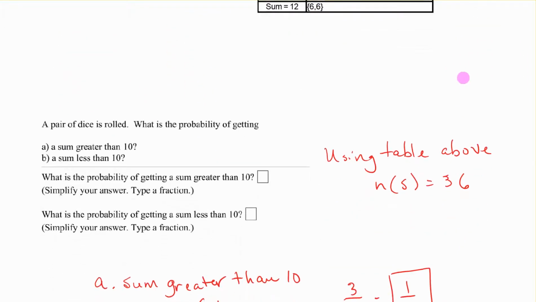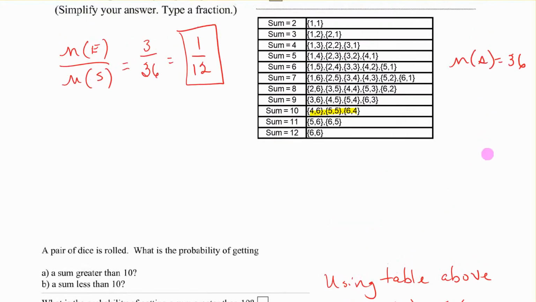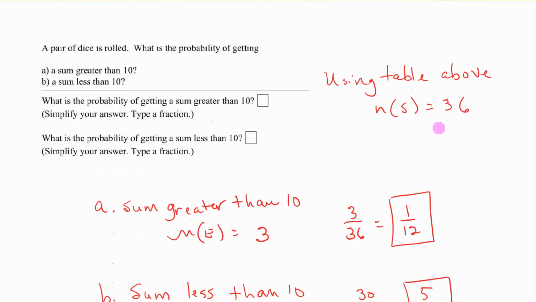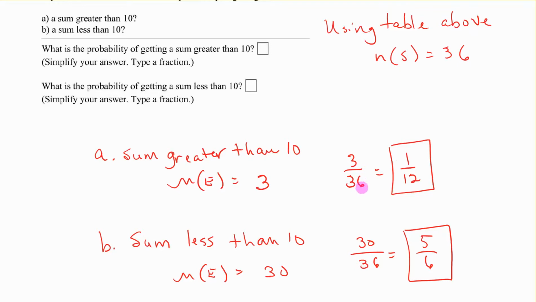All right, what's the probability of getting a sum greater than 10? So if we look here, 11 or 12, there's 1, 2, 3 in that. We're just going to use the chart. So that again would be 3 out of 36 or 1/12.